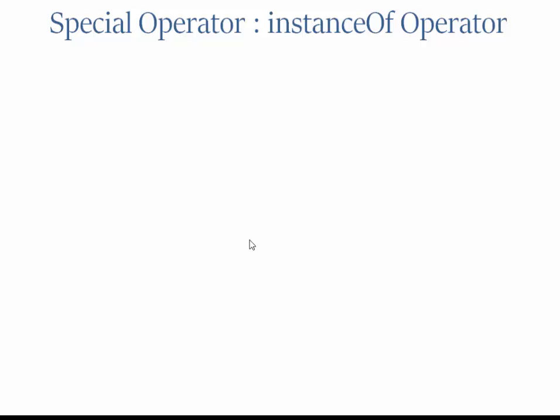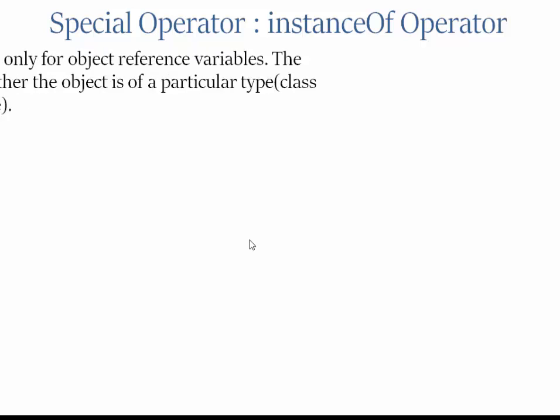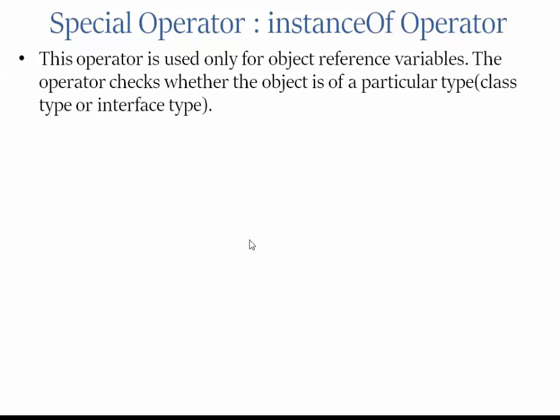And in this case, when this operator is evaluated, it returns true if the object on the left hand side is an instance of the right hand side. So as I told, this operator is used only for object reference variables. The operator checks whether the object is of a particular class type, it may be a class or an interface type. That is called an object reference type.